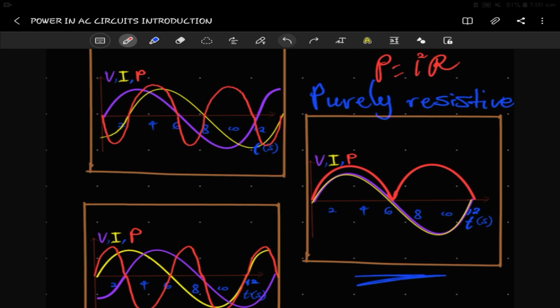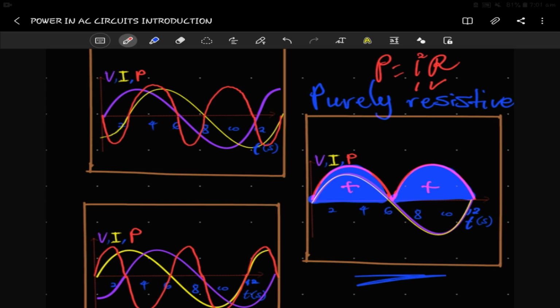We are still on the purely resistive. When you use the IV, the power would still be positive. Why? Because even if both are negative, they cancel and become positive again. So that's why for the purely resistive, the power is always positive. That's the red graph that we are seeing. Even if you pick one cycle of the whole current and voltage, the power is still positive. You have positive power here, positive power here. So this shows that it's actually doing work.